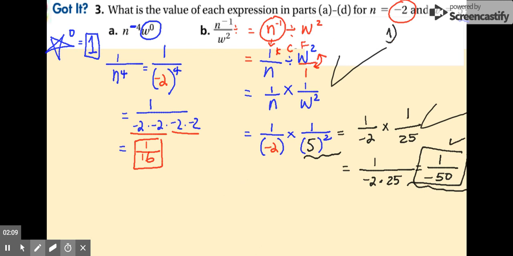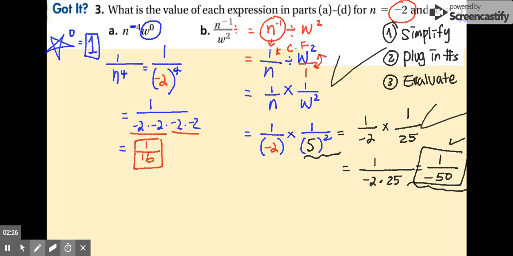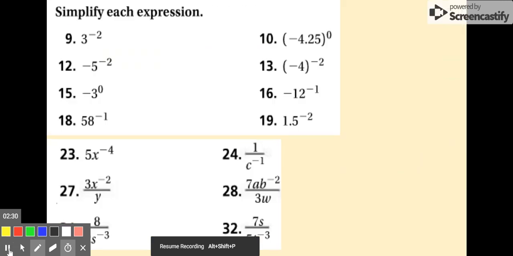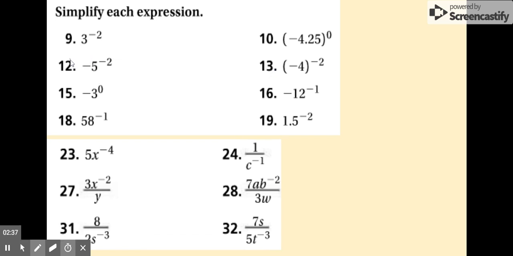Let's copy it down. Okay, number 1, simplify. Copy it down in the corner, simplify, and plug in all the numbers, and evaluate. Evaluate means you simplify. I'm going to go over 12 and 15, and let's see, 10. No, 10, I think you can do the 10. And I'm going to do 28 for now. And the rest of them you're going to do for the classwork.